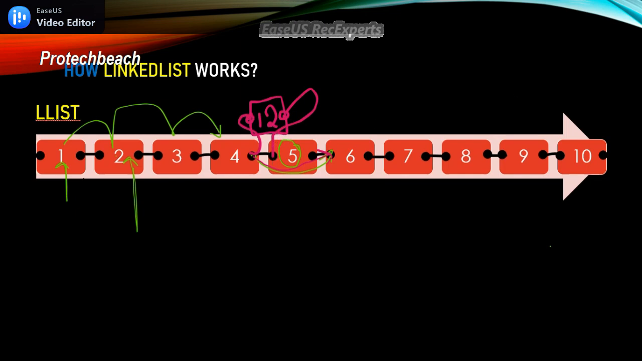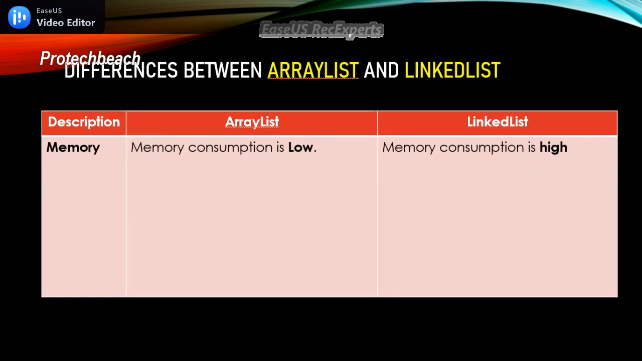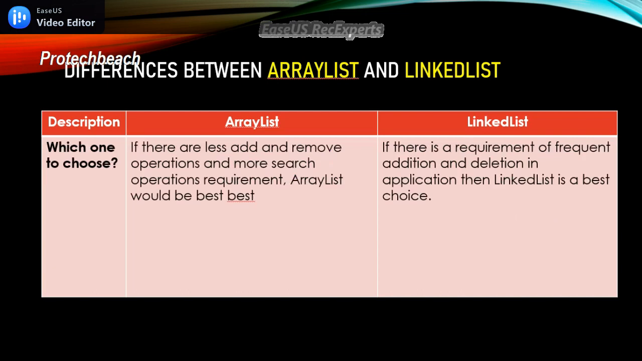So we can say the LinkedList insertion operation is faster. The memory consumption of an ArrayList is lower compared to the LinkedList, because we have the doubly linked concept in the LinkedList. So definitely the memory consumption will be very high in terms of the LinkedList. So which one do we need to choose finally? Whether we should go for ArrayList or LinkedList while coding.